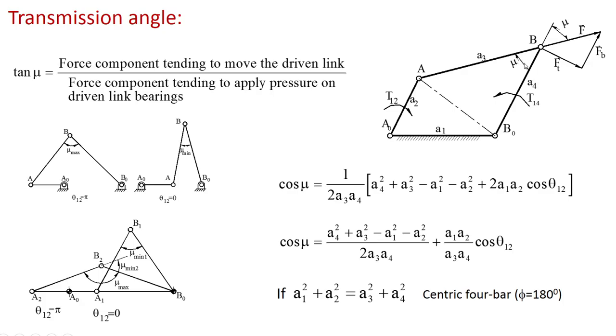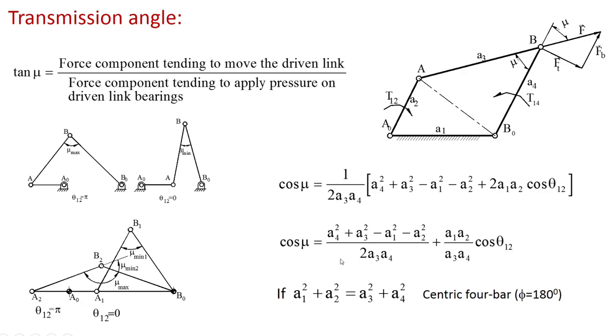Now, this transmission angle mu is a function of the input crank angle. This angle is theta 1,2. I can write the diagonal AB0 in terms of the triangle AA0B. It will be A2 squared plus A1 squared minus 2A2A1 cosine theta 1,2. And I can also write this diagonal in terms of AB B0, it will be A3 squared plus A4 squared minus 2A3A4 cosine mu. Equate the two equations, and I will end up with this equation, or usually we write it like this.